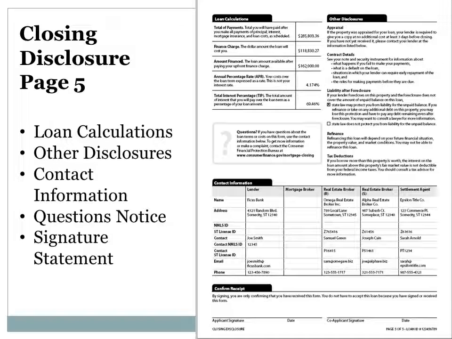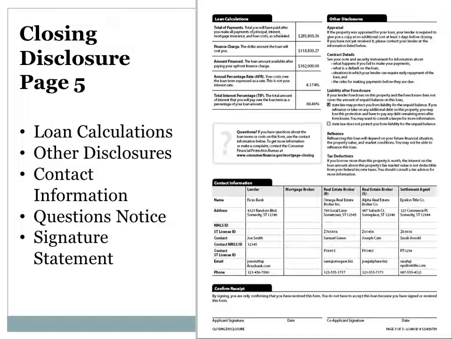And finally, we have page 5 of the closing disclosure. Let's start here in the upper left corner, the loan calculation section. Most of these figures are not new. You'll see them from the final truth in lending that we had the borrower sign at closing before. There are total payments, finance charges, amount financed, and annual percentage rate.